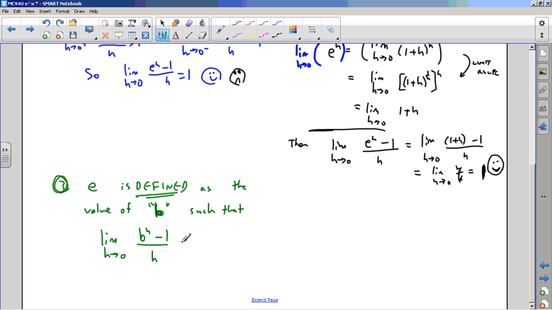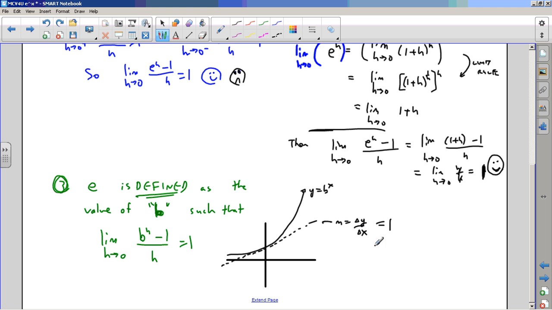So this is mathematicians a long time ago. They were thinking, all right, if I have an exponential function of some sort, and we're interested in having some exponential function so that the slope of this tangent here, which is just the change in y over the change in x, is equal to 1. Well, we want to know what value of b this would be true.